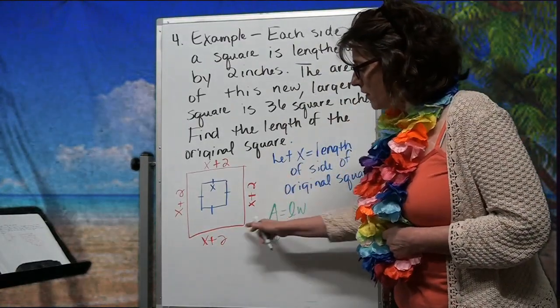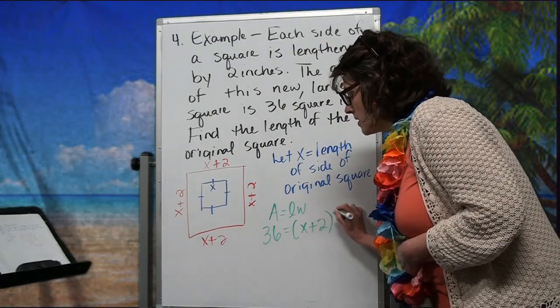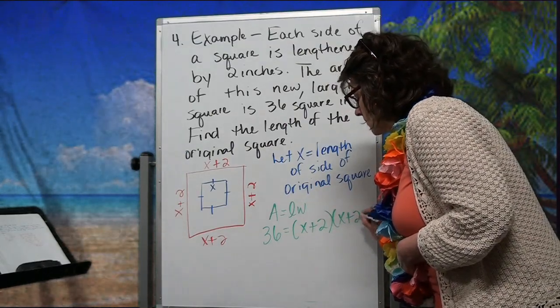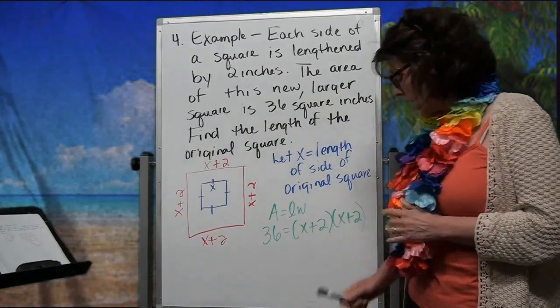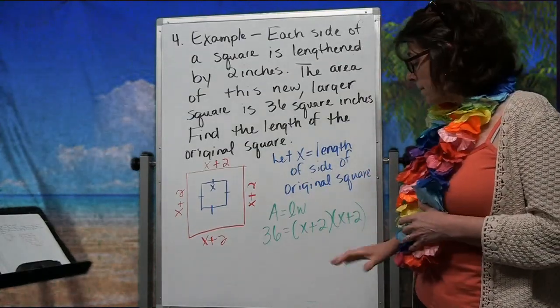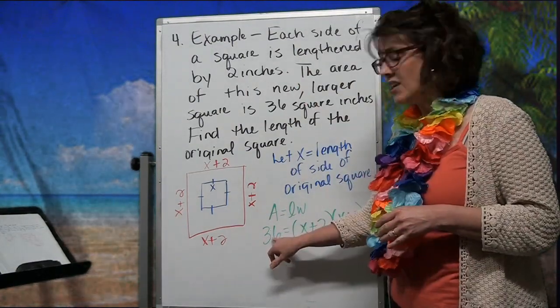But when I multiply the length and the width, I've got an x plus 2 times another x plus 2. And here's where I told you guys before, be very careful, because a lot of people say, okay, that means I've got 2 things multiplied together to get a 36.